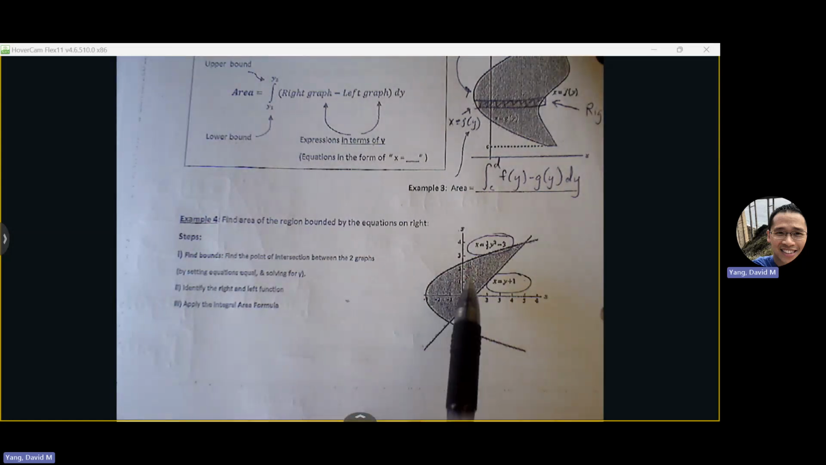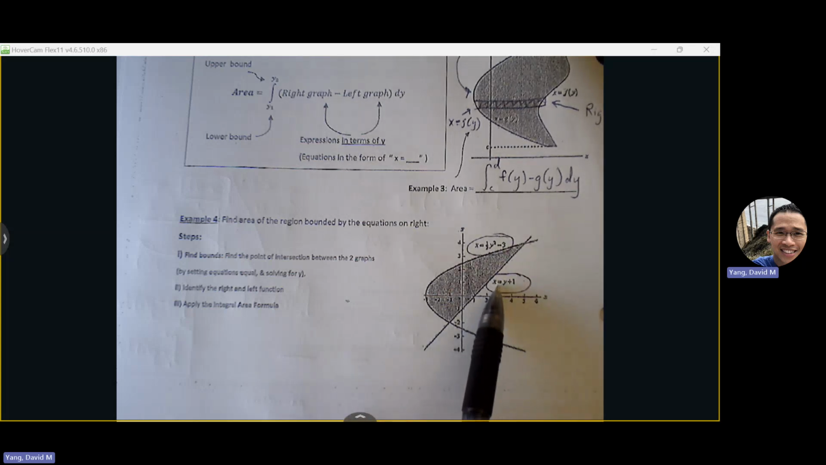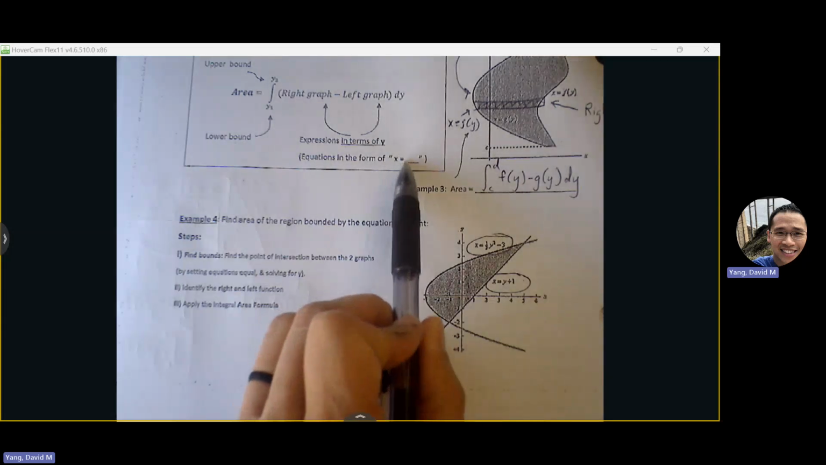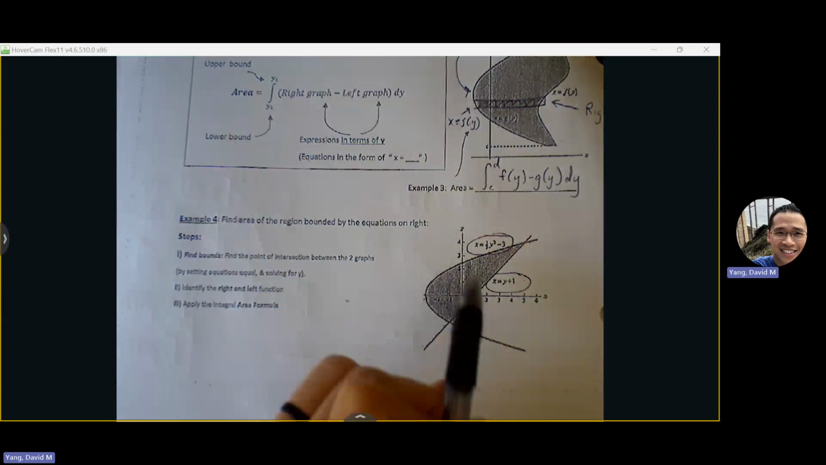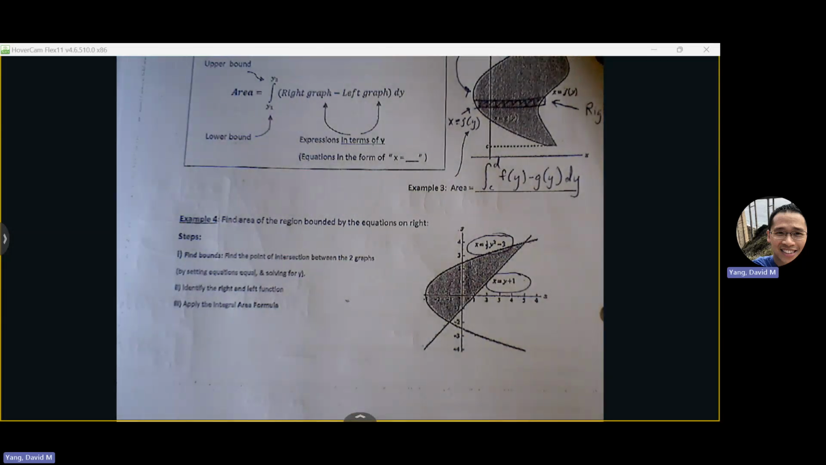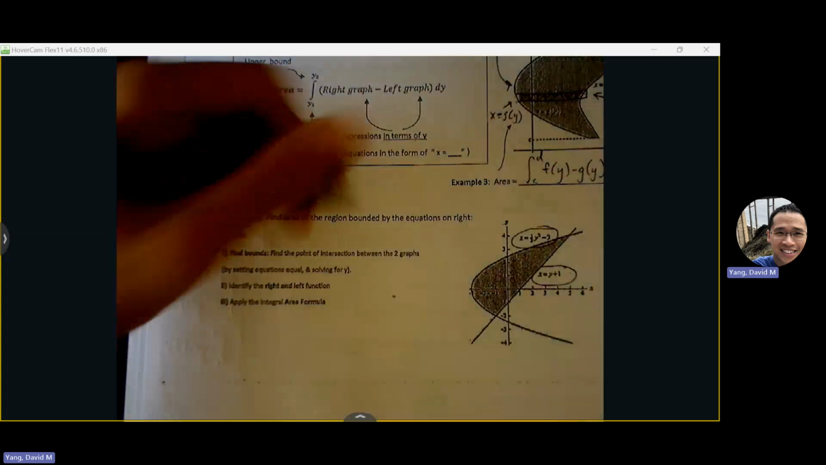Notice that the left side is showing x equals. So anytime you see x equals, you know that it's a good candidate for right minus left because everything on the right will be in terms of y. So I like to use that left side x equals to help me recognize, oh, this is going to be a candidate for right minus left and not for a top minus bottom.